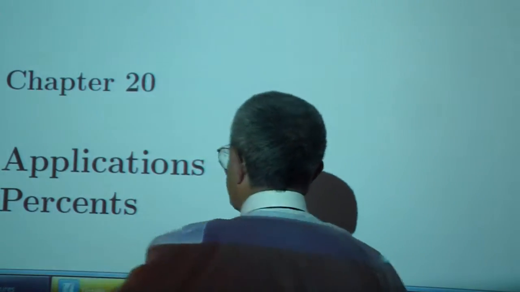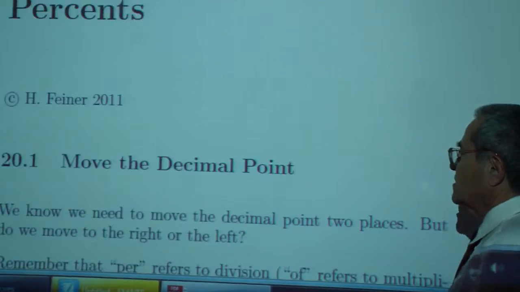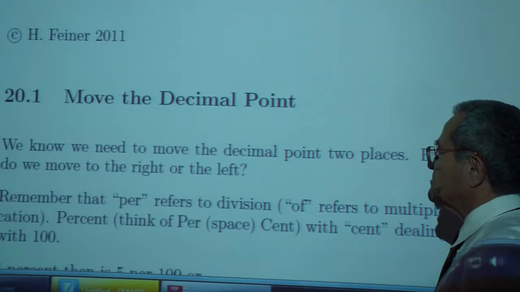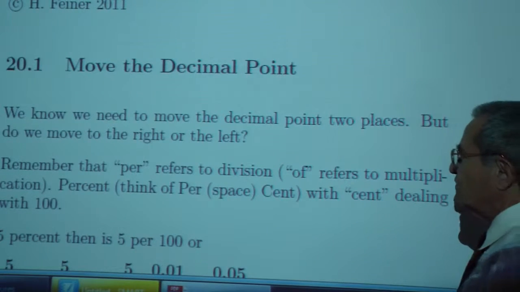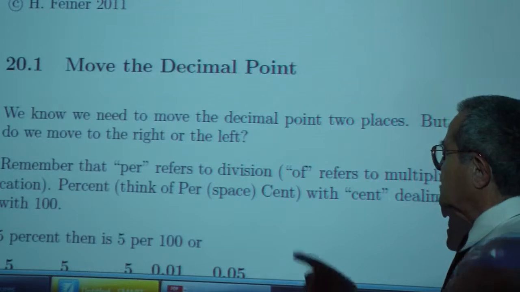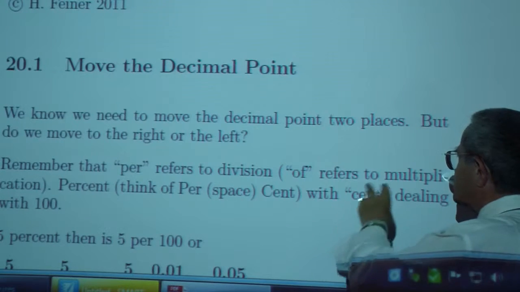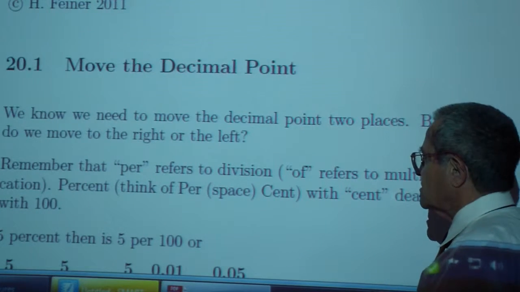Chapter 20, applications with percents. Well, first, what about moving the decimal point? We know we need to move the decimal point two places, but do we move it to the left or the right? Remember that per refers to division, while of was multiplication.